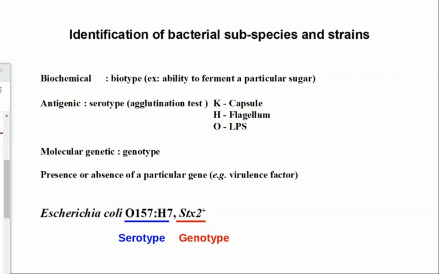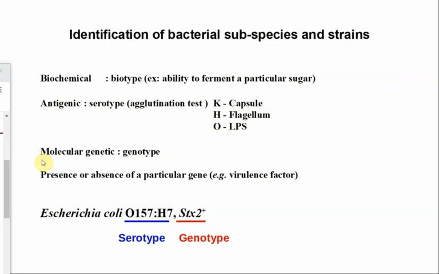Now, there are different types of approaches. Some of them can be biochemical, you know, whether your particular strain can ferment a particular sugar or not. But perhaps the most frequent types of tests that are run for subspecies identification are antigenic. So you want to determine what are the K, H, and O antigens on this particular strain. And you might want to find out what is the genotype. So if you run these antigenic tests, you'll determine the serotype.